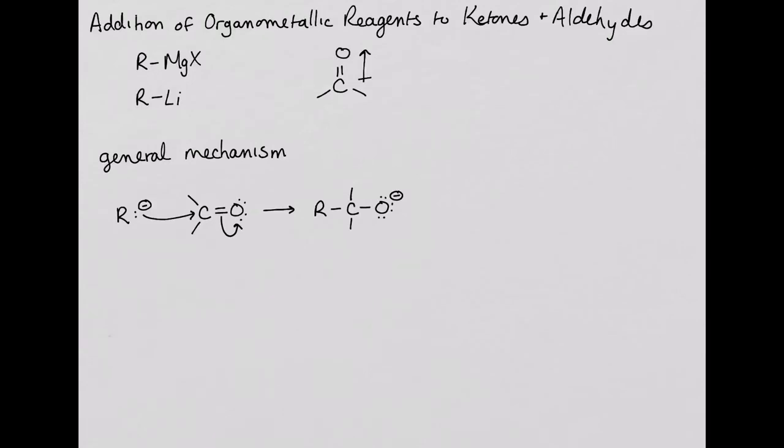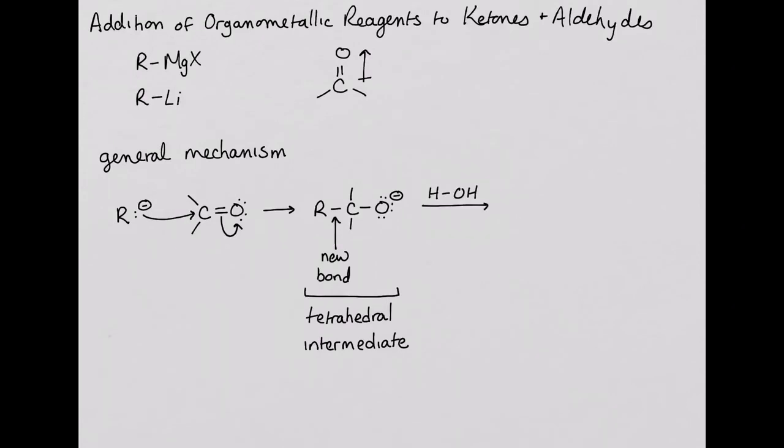The new bond is between the R group that came from the organometallic reagent and the carbon that used to be the carbon of the carbonyl. The final step of most organometallic reagent reactions includes the water workup step to protonate the alkoxide ion that is formed. This produces the product alcohol.